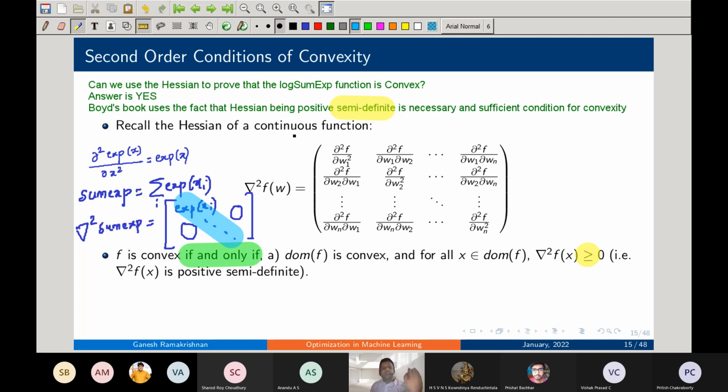I mean, one possibility is you write down the Hessian, right? But let me give you a simpler example, a simpler proof. You can actually write down the Hessian. That's possible. But instead, let me give you a different proof methodology. Ultimately, you have to show that the Hessian is positive semi-definite. What's the definition of positive semi-definiteness?